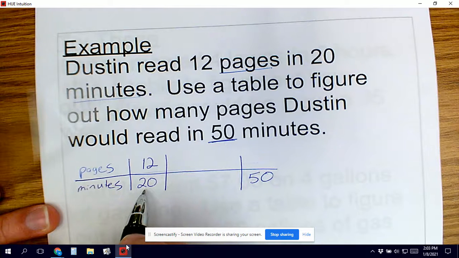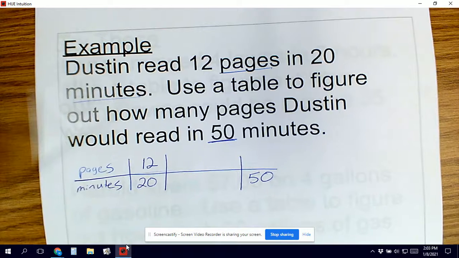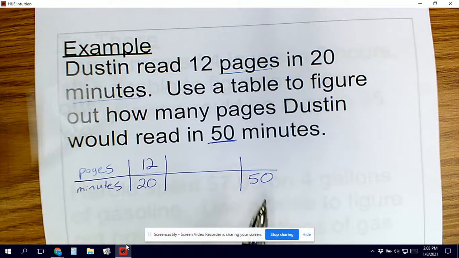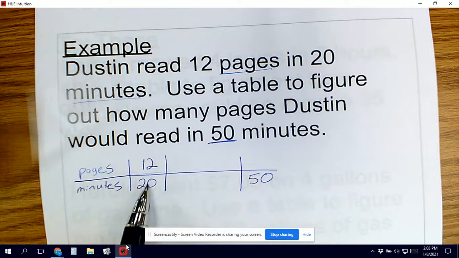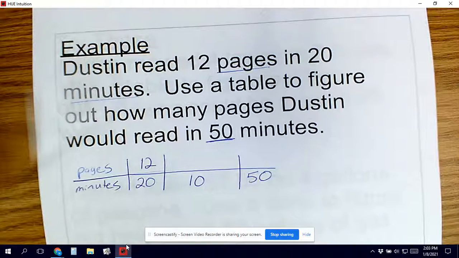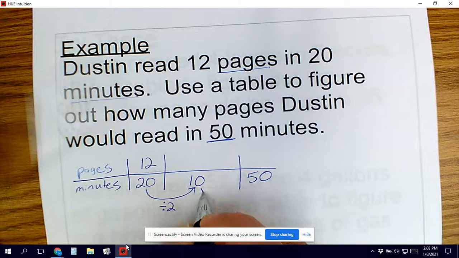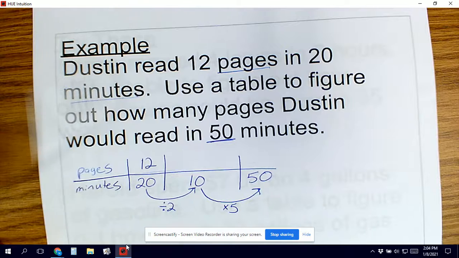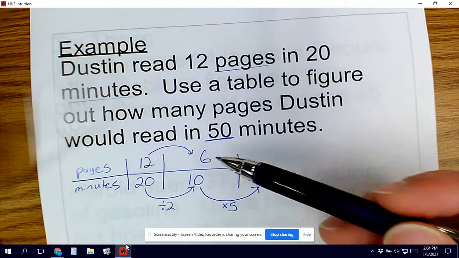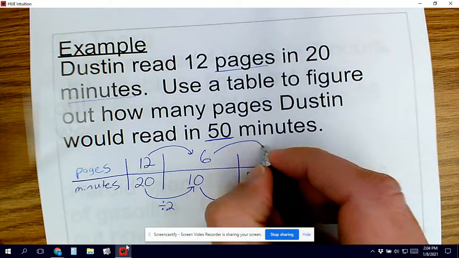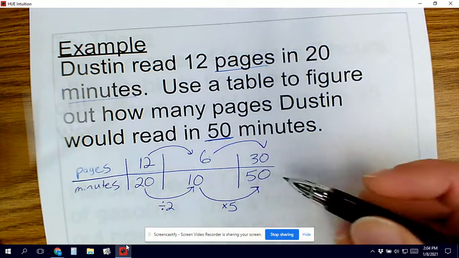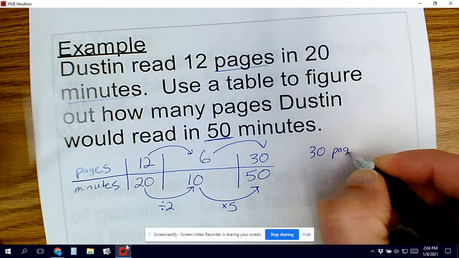Now, jumping straight from 20 to 50, that's tough to do multiplicatively. There is a value you could multiply 20 by to go straight to 50, but a lot of students don't recognize it because it is a decimal value. So if you need to, give yourself a jumping point. What is a common factor between 20 and 50? Well, because they both end in 0, I know they're both divisible by 10. So let's make 10 a stepping stone. How do I go from 20 to 10? Divide by 2. And then how do I go from 10 to 50? Multiply by 5. And now I'm going to do that same sequence to my number of pages. First, dividing by 2. 12 divided by 2 is 6, meaning that Dustin would read 6 pages in 10 minutes. Next, we multiplied by 5. 6 times 5 is 30. So in 50 minutes, I would expect Dustin to read 30 pages.